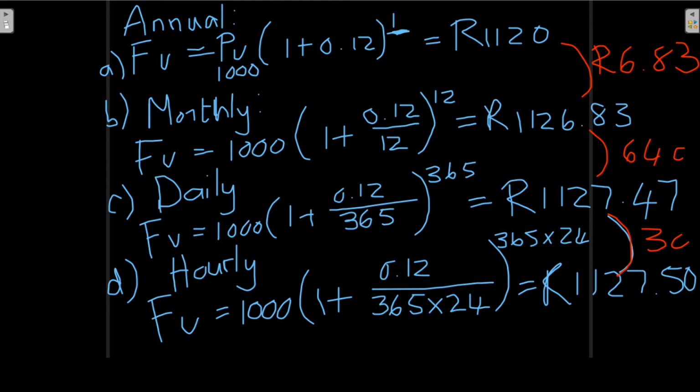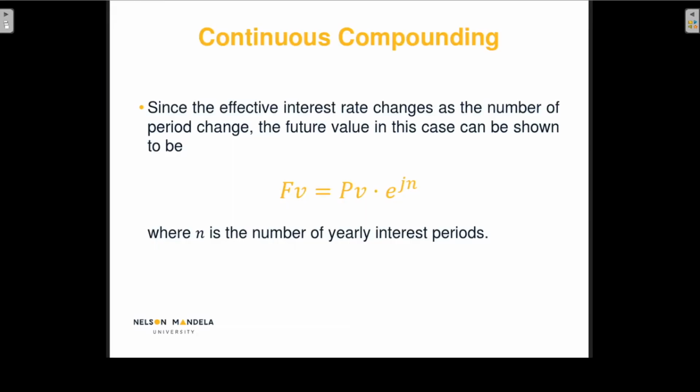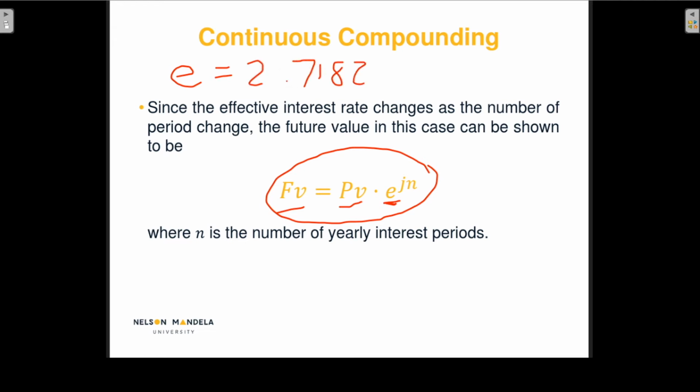And this maximum limit can be derived theoretically. But for the purpose of this course, we will only make use of the result for the future value if compounding is continuous. And the formula for continuous compounding is then given by this expression here. You know what the future value is. You know what the present value is. This e is a mathematical constant. It's an irrational number. My j is my nominal interest rate per annum, and n is the number of yearly interest periods.